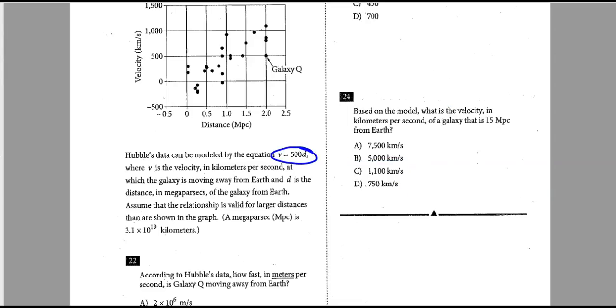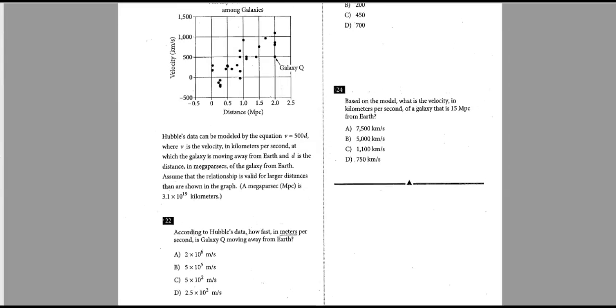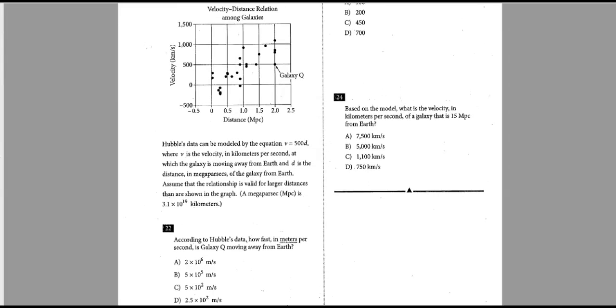V equals 500D, where V is kilometers per second, and D is the distance in megaparsecs. So we have kilometers, and we have megaparsecs, whatever they are. And then they give me a conversion for a megaparsec, so maybe I'll need that. I don't know. Let's just start seeing what they want us to do. I'm going to shrink this down a little bit so we can see the choices for number 22.